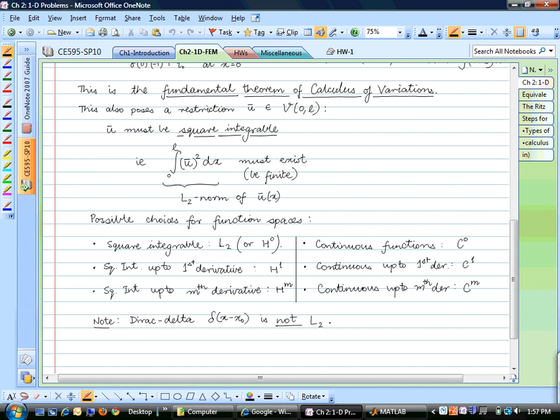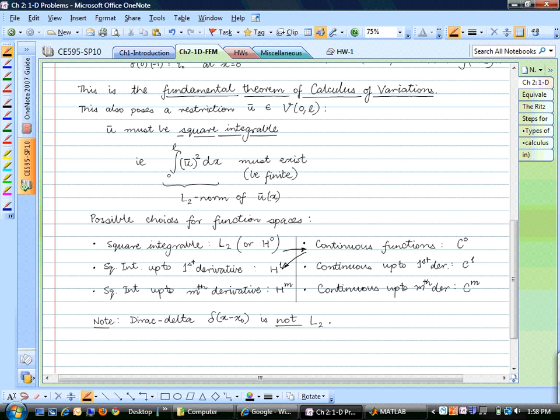So if you go from H0, which is the square integrable functions, to C0, then you have restricted your space a little bit. The C0 functions are continuous functions. Every continuous function has to be square integrable, but every square integrable function need not be continuous. So the second restriction is this way.